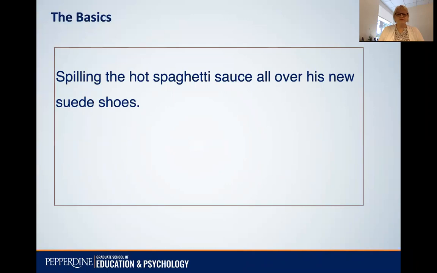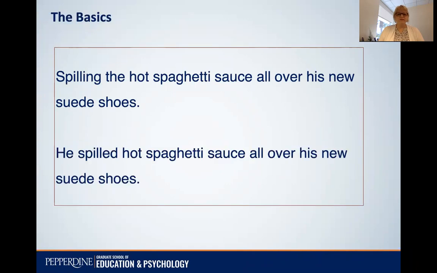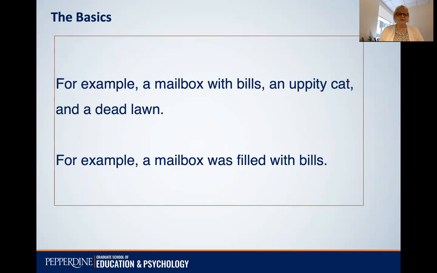Here was my original fragment, and here's a rewrite. You can see there's only one small difference: I added he, which is our subject, and then we have a verb, spilled. Whereas up here, all we have is a verb phrase, so that's not sufficient for a complete sentence. Here's another example. Here was my first, and now I rewrote this as a mailbox was filled with bills. Now we have a subject, and our verb was filled, whereas up here, all we had was a subject.